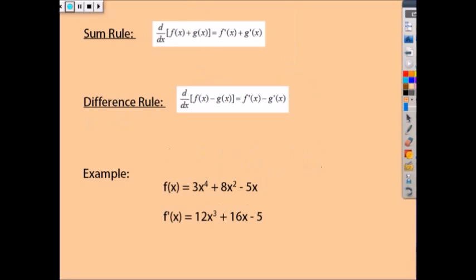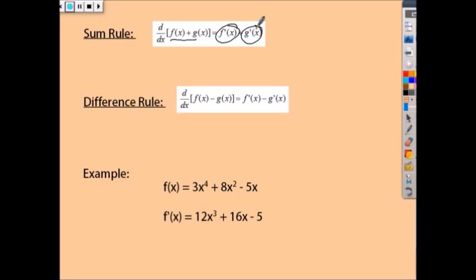Next is the sum and difference rule. What do you do when you have a polynomial as a function and you have to take the derivative? Well, you can split up each part of the function and take the derivatives separately. The sum rule is the derivative of f of x plus g of x equals f prime of x plus g prime of x.